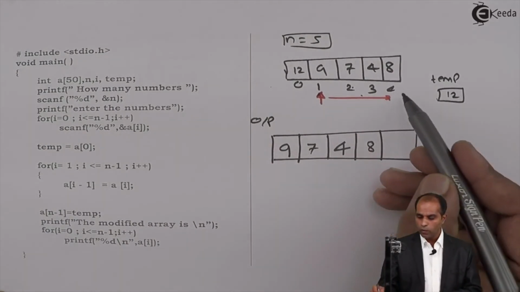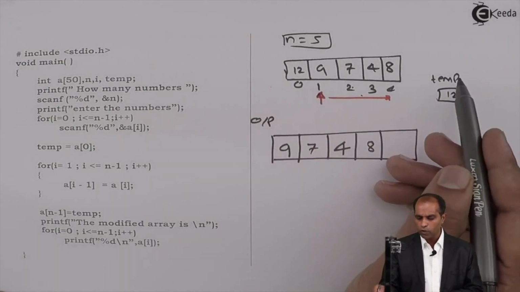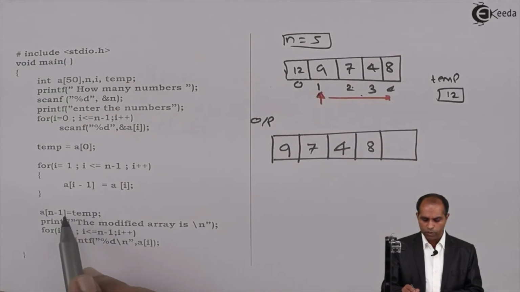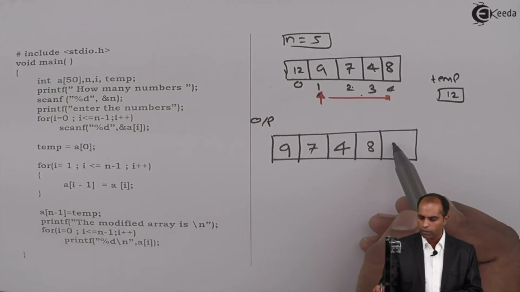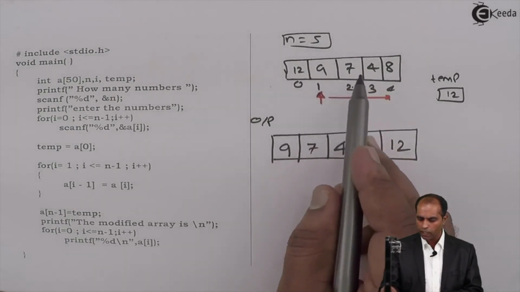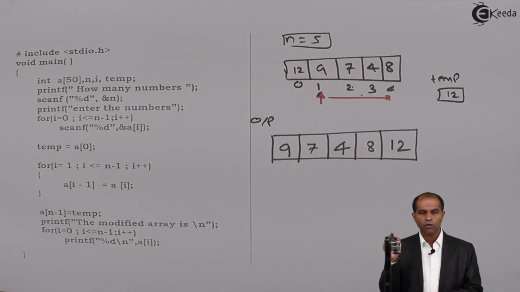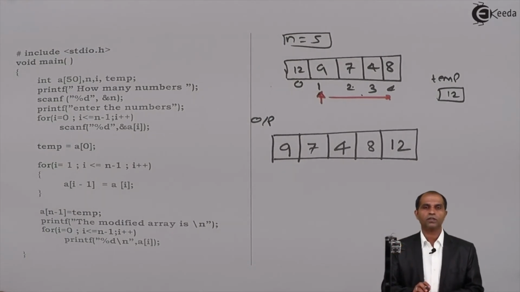When you go back, i plus plus will increase the value of i to 5, which means that it will quit. When I quit, whatever the value which is in temp, since it has been taken out from a of 0, should go to the other end, that is a of n minus 1. So temp goes to a of n minus 1, that is 12. Don't you feel that the elements of an array have been shifted by one position towards the left hand side, moved in a clockwise direction if I say rotation of the array?